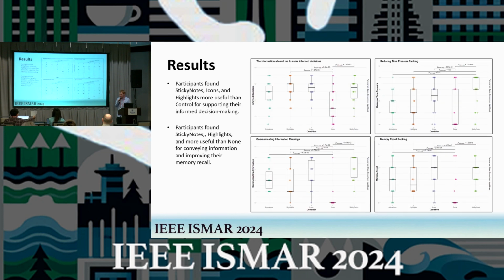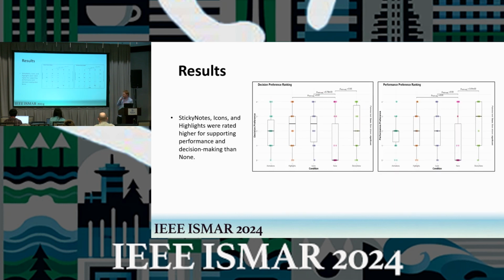Further to this, our subjective results found that participants felt that sticky notes, icons, and highlights were able to support their informed decision-making more than the control, and felt that sticky notes was helpful for reducing time pressure compared to the annotations of animations, highlights, icons, and the control. Furthermore, participants also felt that all the annotations were more helpful than the control in communicating information and supporting memory recall. For preference, participants preferred the sticky notes, icons, and highlights over the control for supporting their performance and their decision-making.